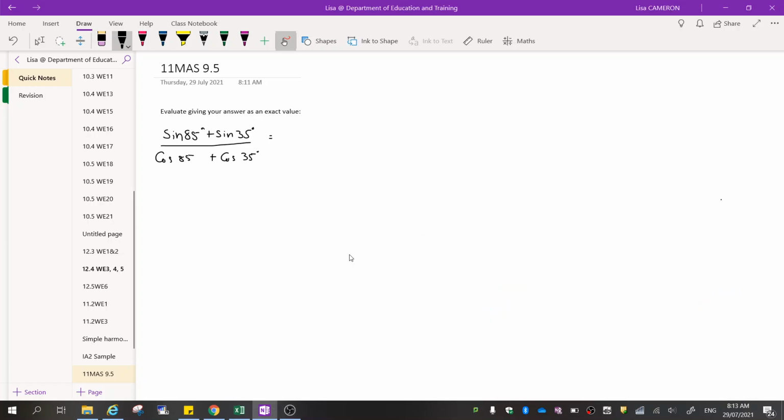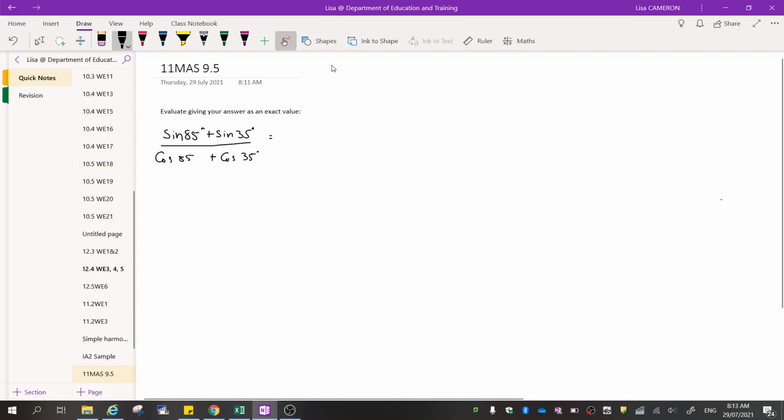Okay, we're going to be evaluating, giving our answers as exact values. Now, in this video today, we're not going to be using the same formulas that they use in the textbook because we want to use the formulas from the formula book. So, first thing I'm going to do is look at the numerator of this.